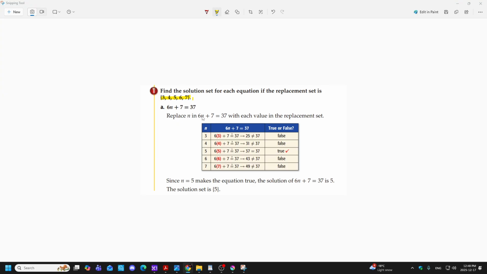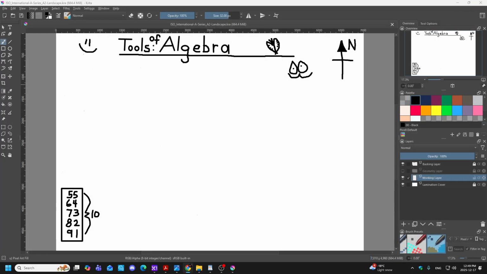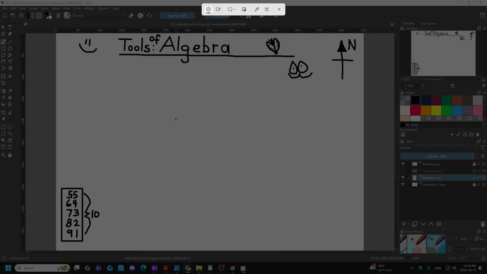So wherever you see n, just substitute one of the values. Begin with 3, the lowest value, and work your way up. Of course, if they don't work out and it's not equal to what is shown in the equation, it'll be false, correct? There you have it. Let's share another example. It's good for practice.